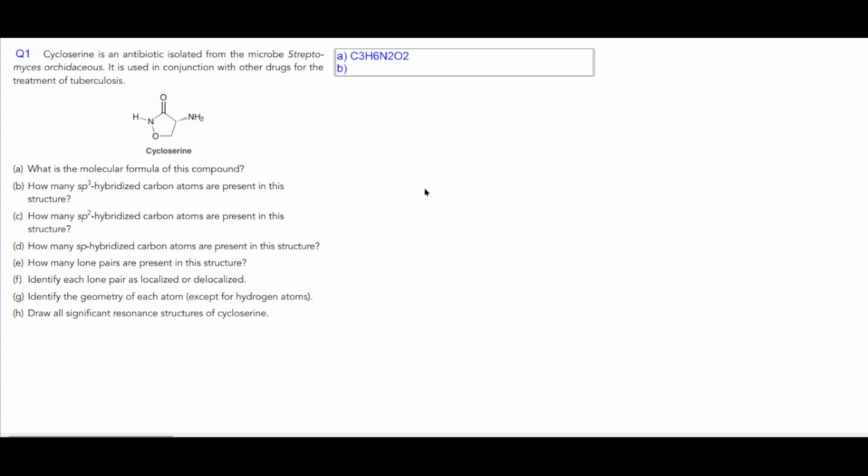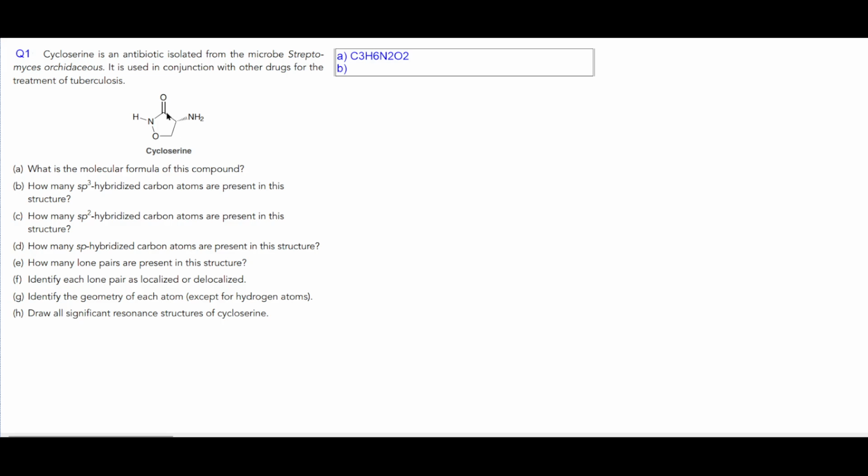Let's take the next question. How many sp3 hybridized carbon atoms are present in this particular structure? Okay, an sp3 hybridized carbon must not form a pi bond, in the form of a double bond or a triple bond. So any carbon that's forming only single bonds with different atoms will be sp3 hybridized. So here, this particular carbon is forming all four single bonds. This carbon is also forming all four single bonds. So that's why there are two sp3 hybridized carbons.